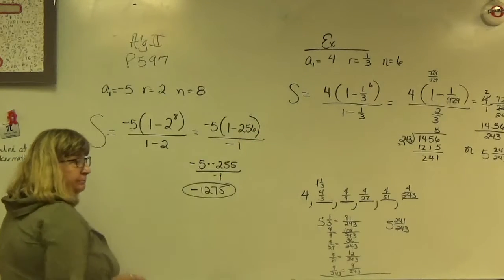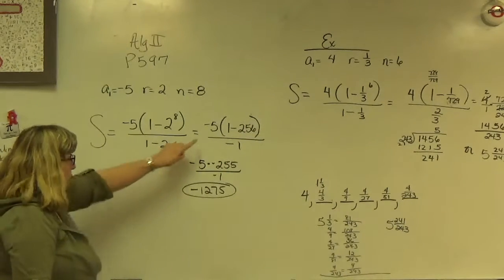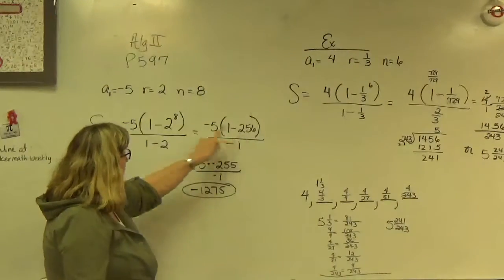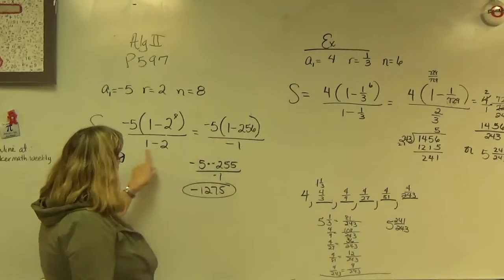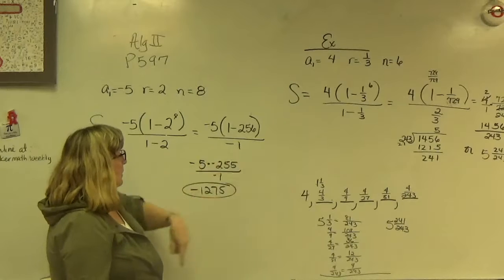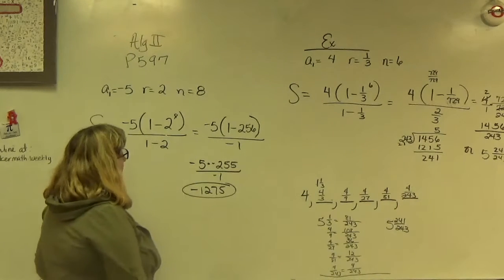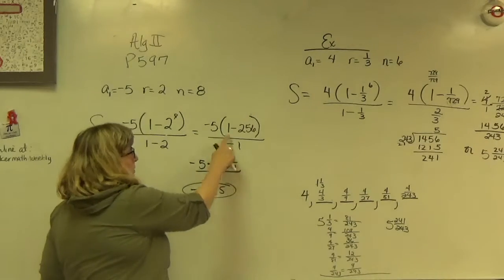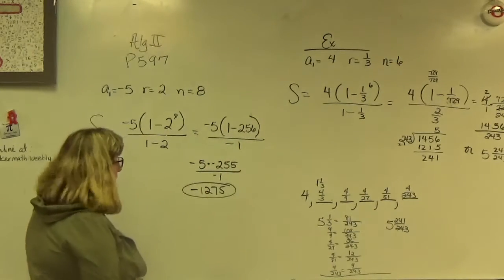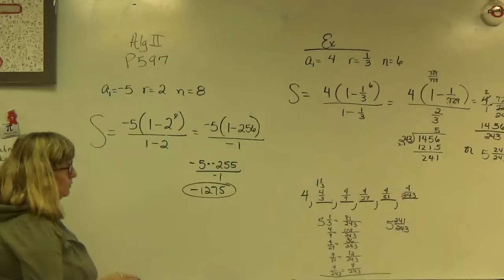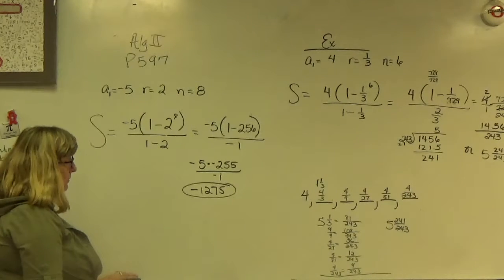Okay, now, that's the formula way, where you took the first term times 1 minus 2 to the 8th power, and on the bottom 1 minus 2. Is that times the negative 255? Yes, because 1 minus 256 is a negative 255. So we ended up with negative 1275 for our answer.